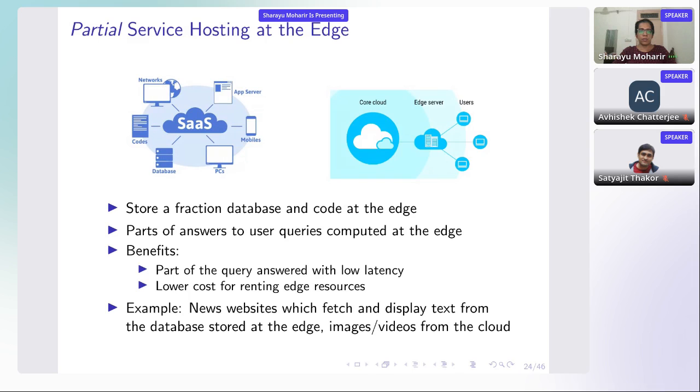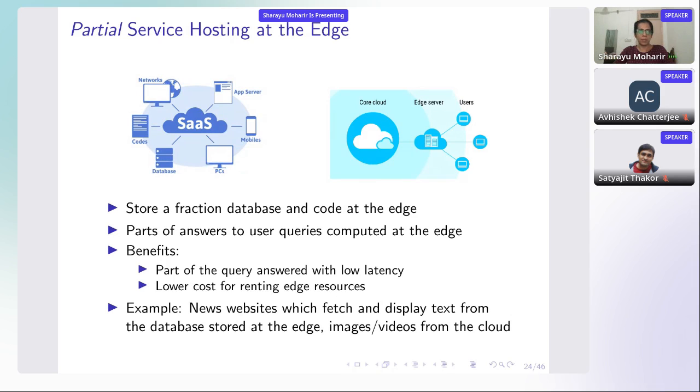And I'd like to emphasize that many services are naturally suited for partial hosting, especially services that are being designed today, because there is this move towards designing services as a collection of independent microservices instead of a monolith. Services that are designed as collections of microservices are natural candidates for partial hosting.